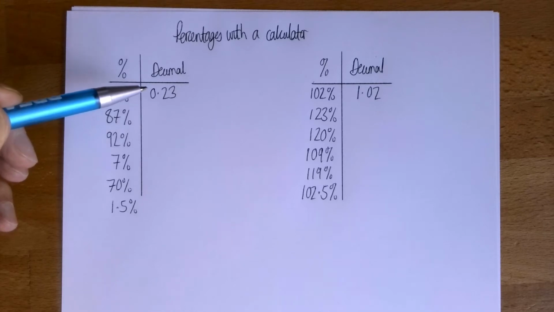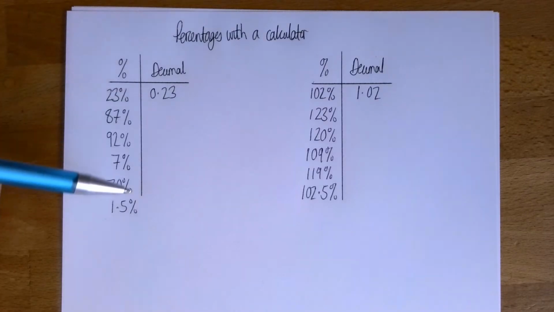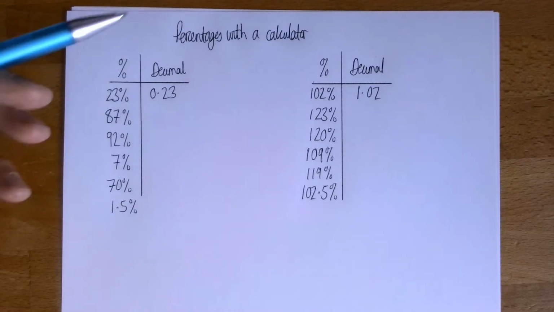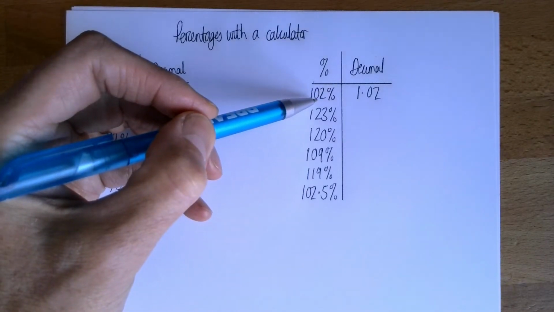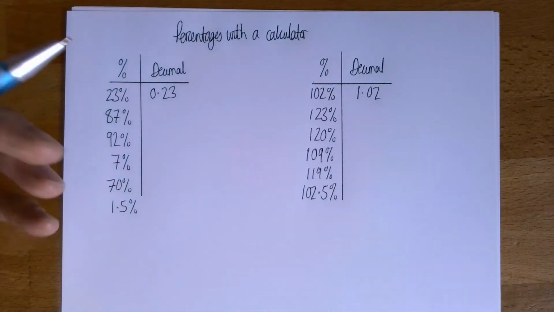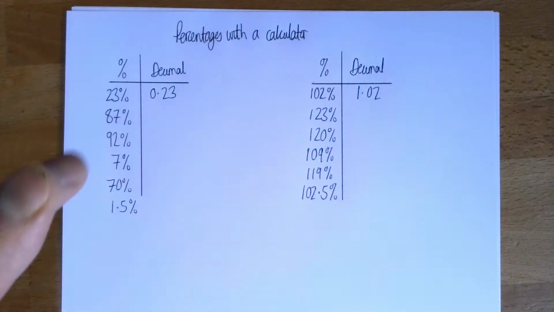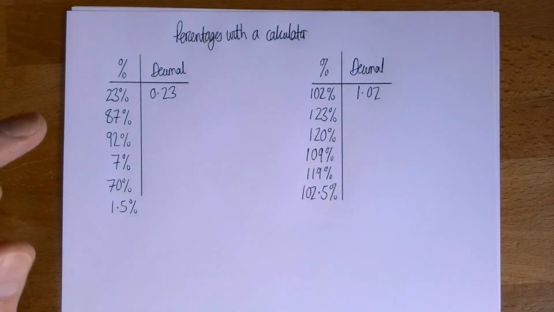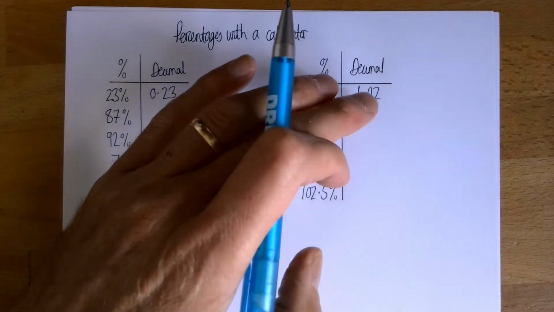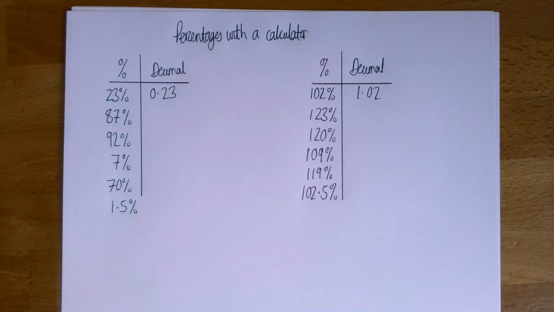23% as a decimal is 0.23. 102%, well, that's more than we started with, so that's 1.02 as a decimal. So I'm just interested to know if you can fill in the other decimals in that table. Press pause and have a go.